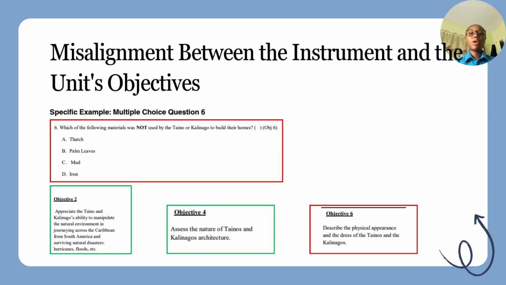So, misalignments with objectives. In section A, the multiple choice questions, Question 6, which asks about building materials, is incorrectly labeled as assessing Objective 6, the appearance of the people. The content of the question aligns more appropriately with Objective 2 or Objective 4, indicating a major error in item coding.